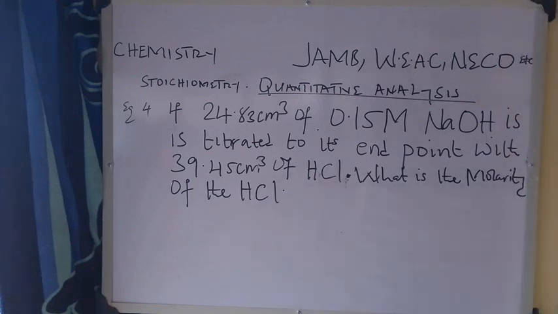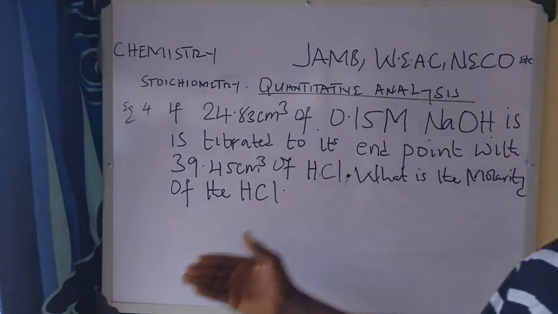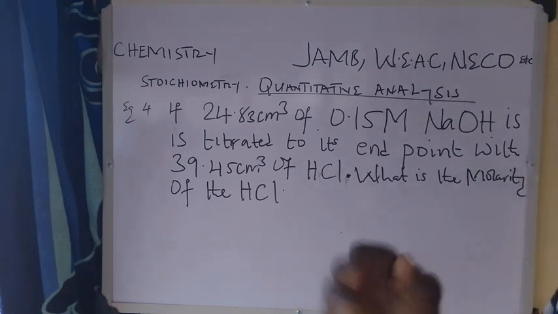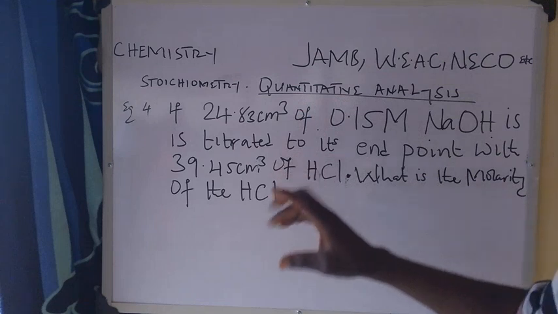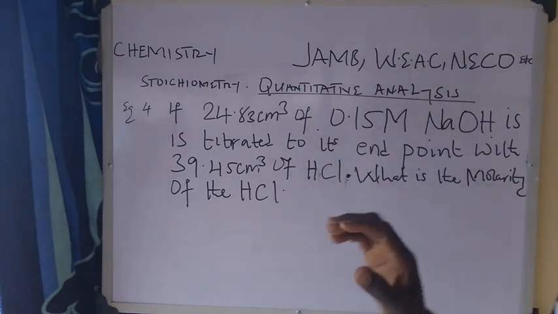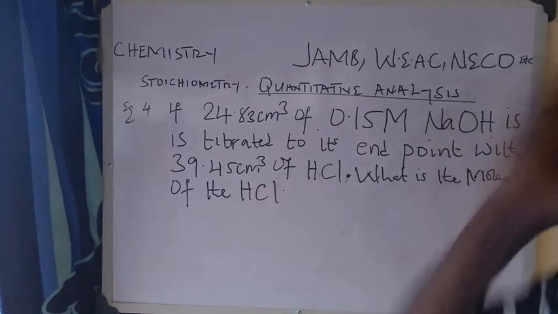The molarity of the acid is also the concentration of the acid in mole per dm cube. Do you understand? The concentration of the acid in mole per dm cube. So that's what we want to do here. So the basic thing here is to bring out your data first. You balance your chemical equation, then we proceed.